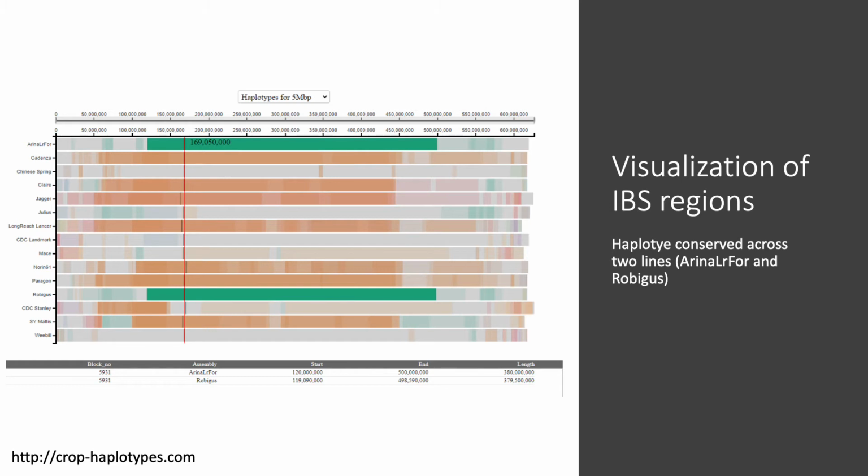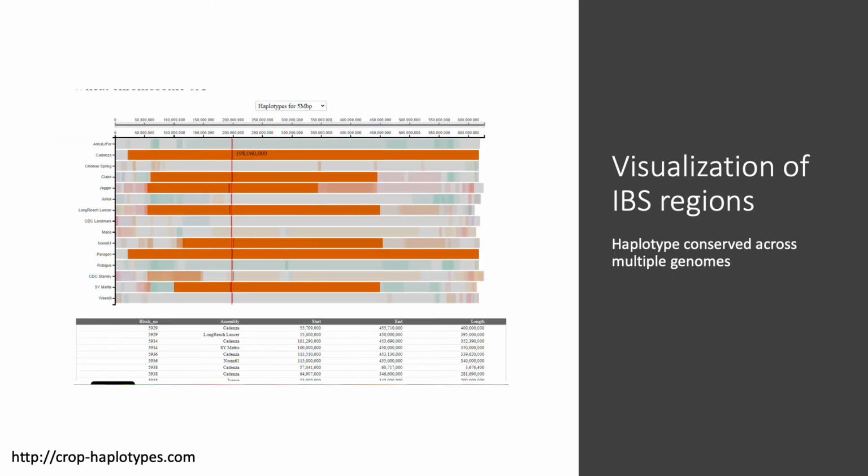In this example, the user has selected the position around 169 million from the point of view of Arina. The corresponding block in Robigus is also selected. The user can select a different region. In this example, the user has selected Cadenza.